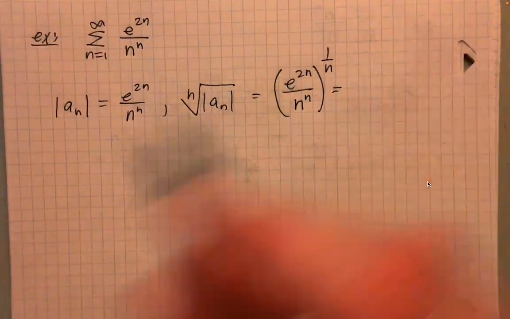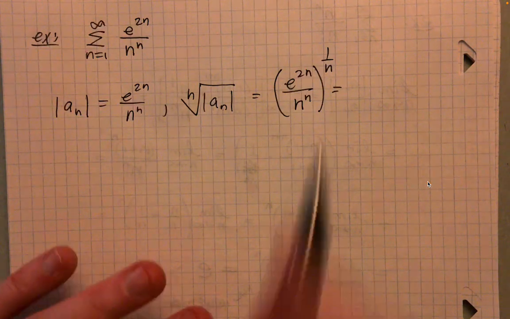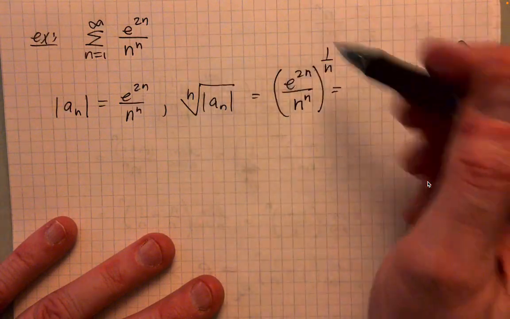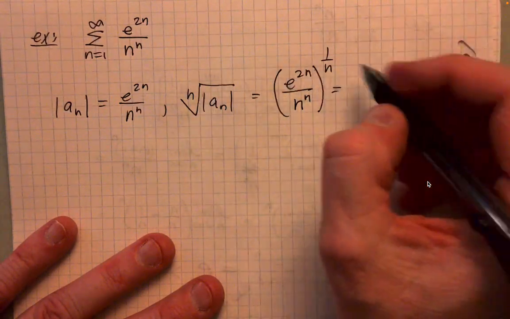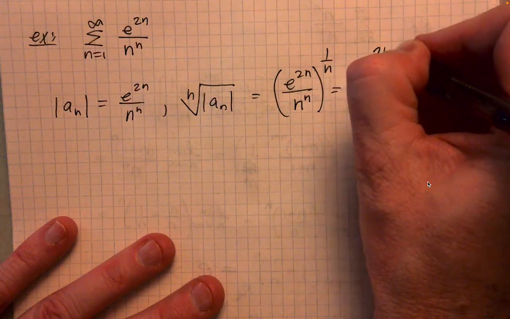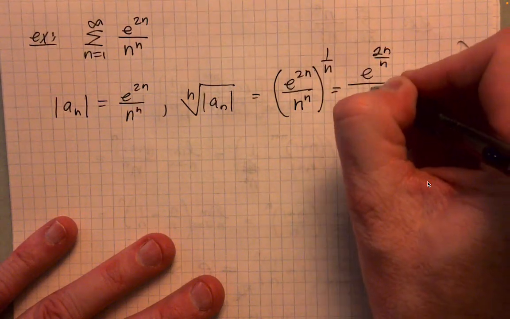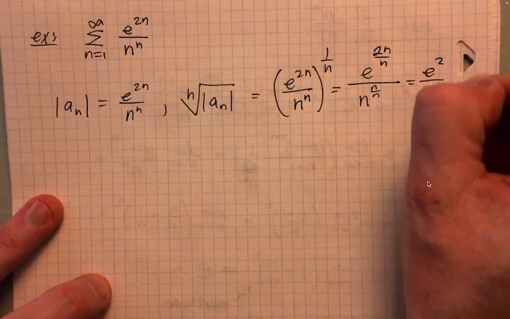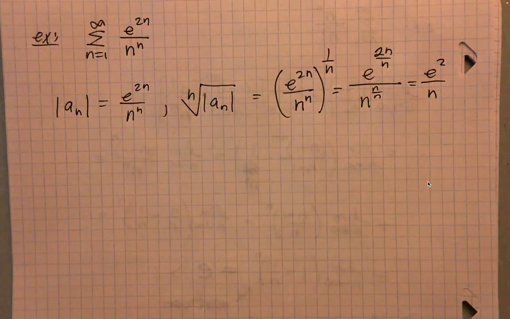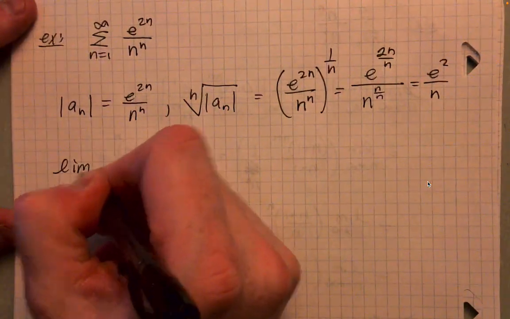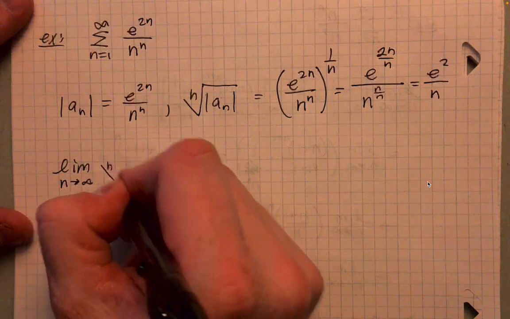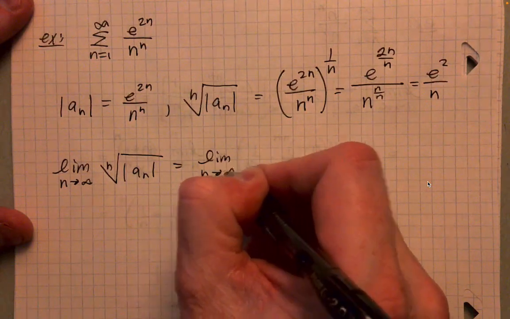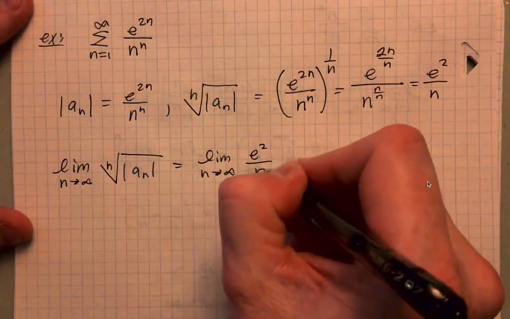Right, and then this is where the root test becomes extremely useful, because you're exponentiating everything with 1 over n. So if you've got n's in the exponents, it's going to clean up nicely. So e to the 2n over n to the n, all to the 1 over n, and you get e squared over n. So the limit as n goes to infinity of the nth root of the absolute value of a of n is just the limit as n goes to infinity of e squared over n.